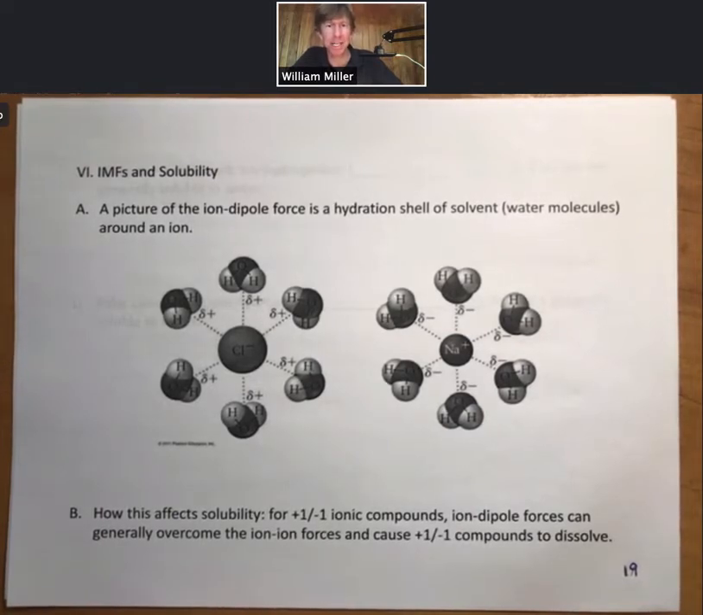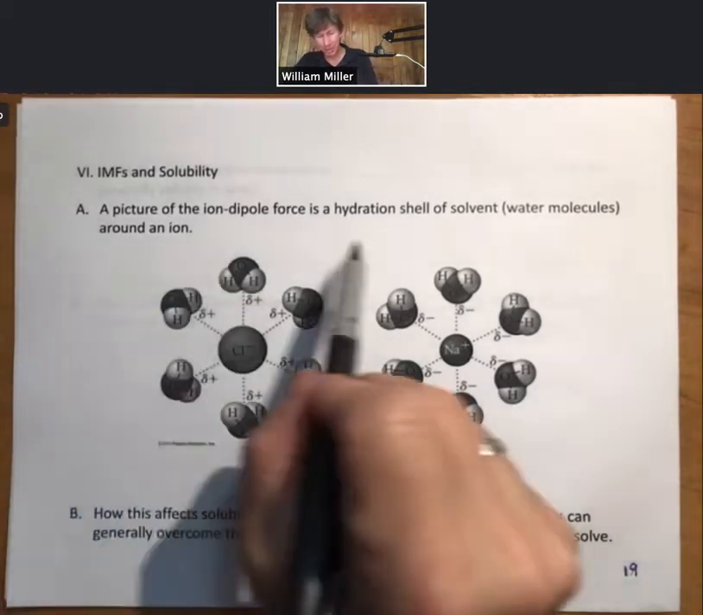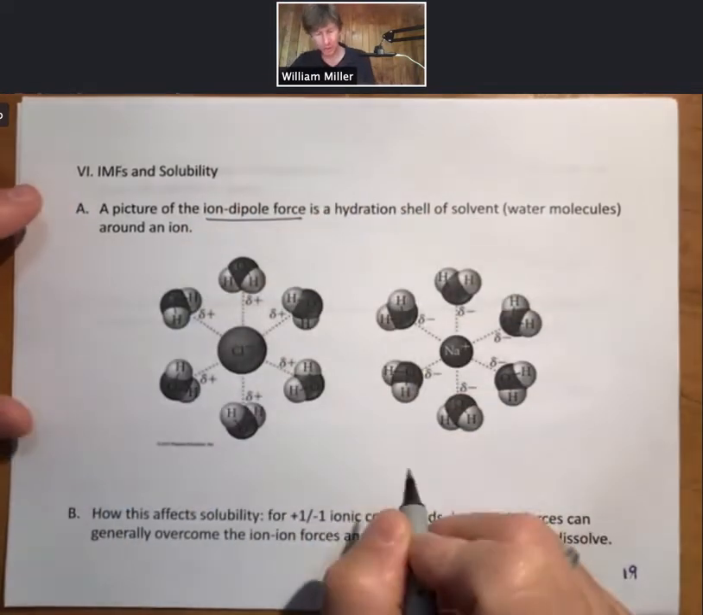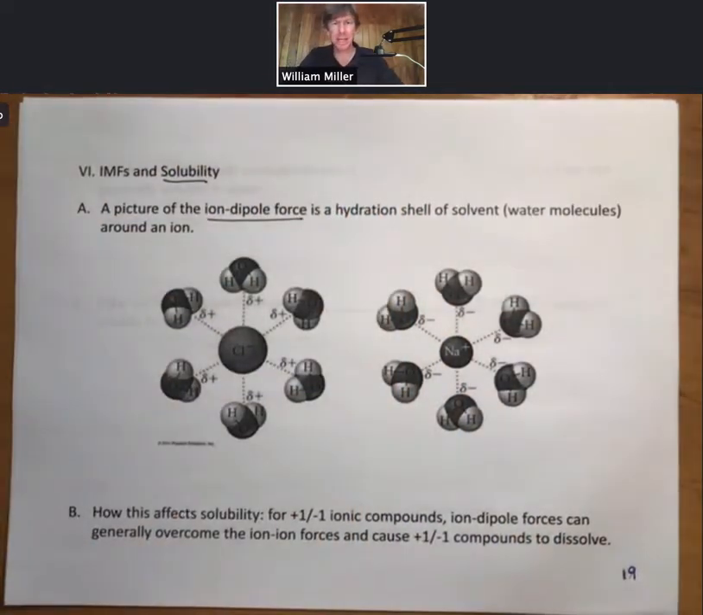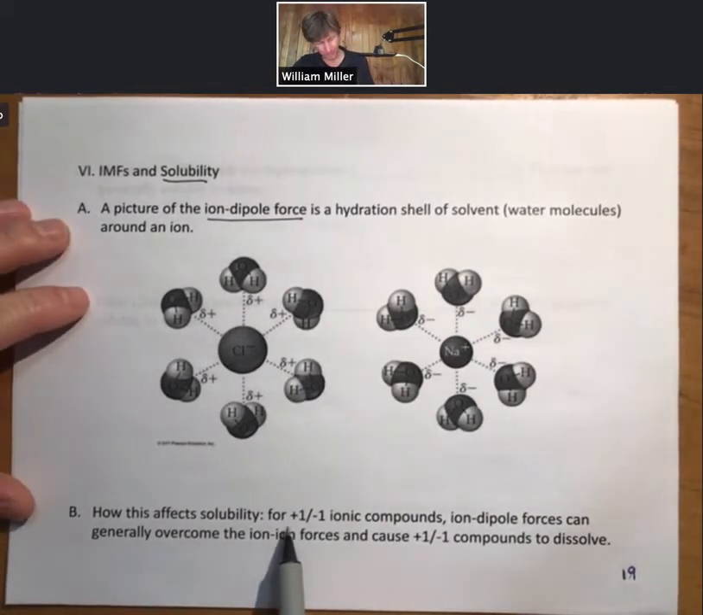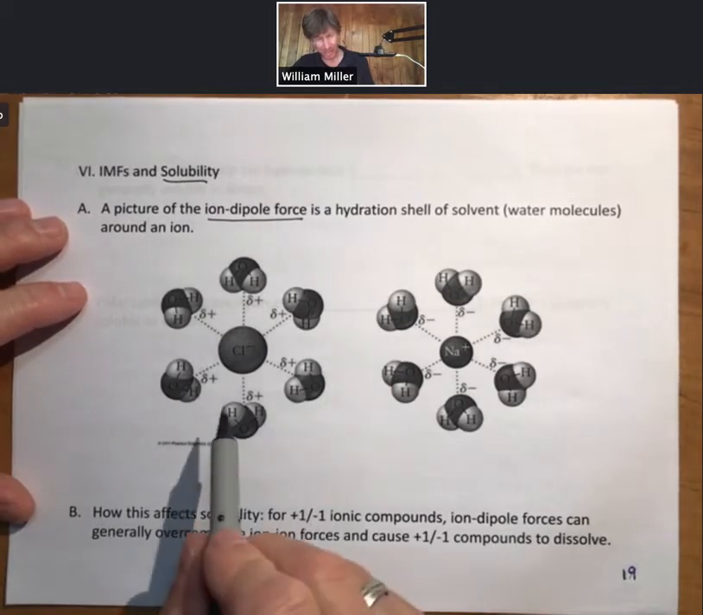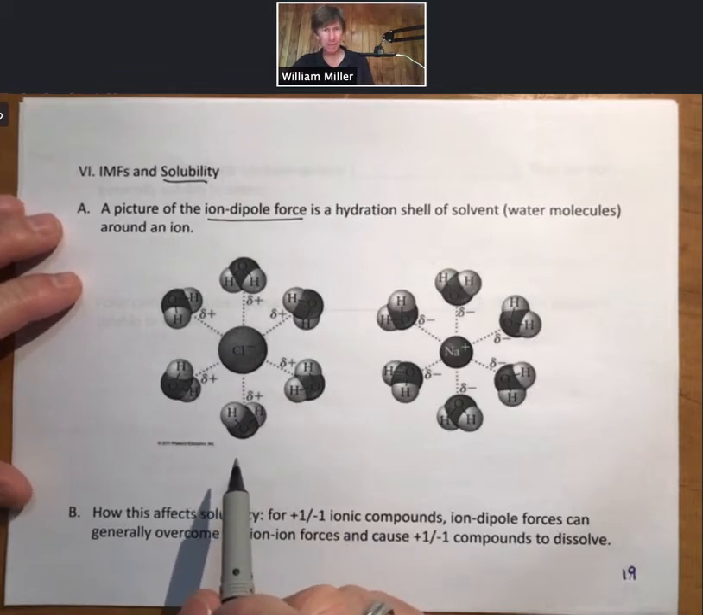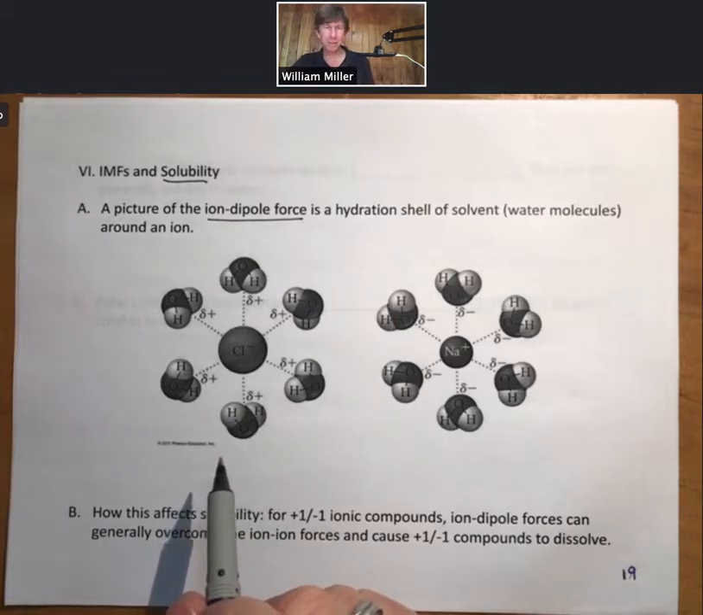And then I sort of separated solubility, and I'm going to come back to this picture that we've seen before of the hydration shell of solvent water molecules around an ion and talk a little bit about how this affects solubility. And first off, when you're talking of ion-dipole forces, the only question you can ever answer, and I hardly ever ask it, but if I do, is about solubility. The ion-dipole force is going to be important in allowing ionic compounds to dissolve in water.